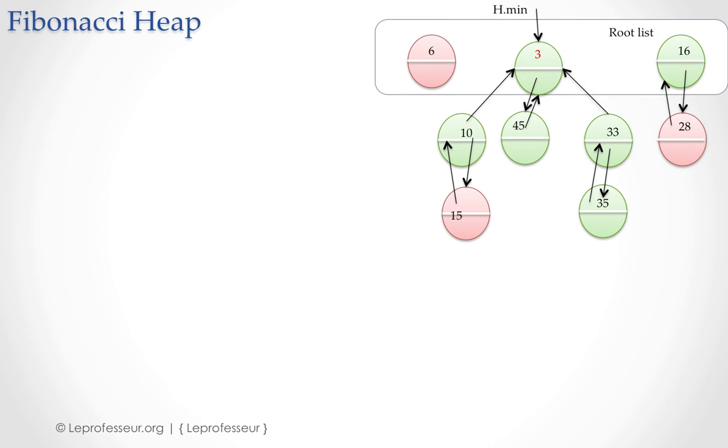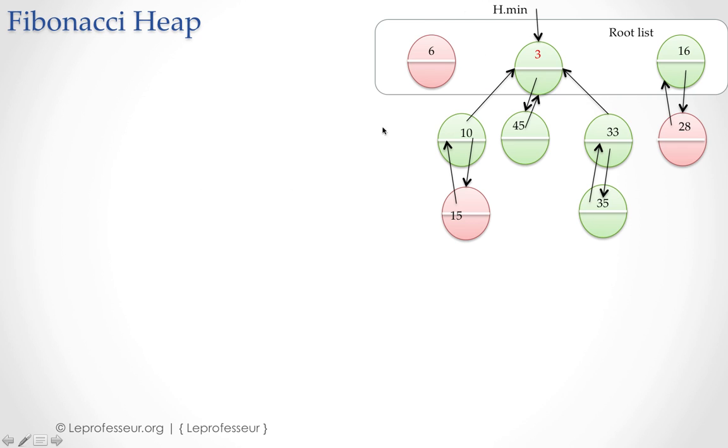In this lecture, we're going to see a different operation, or algorithm, that we can do with the Fibonacci heap structure. That is the extract min operation. So what does it mean? We want to extract the minimum node of the Fibonacci heap.